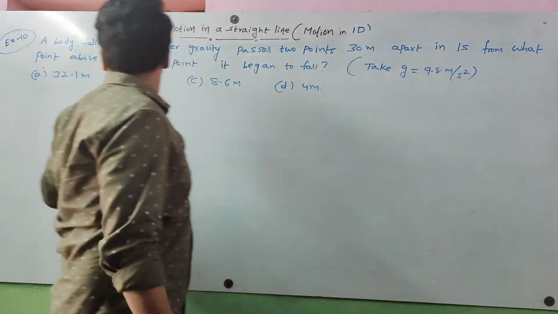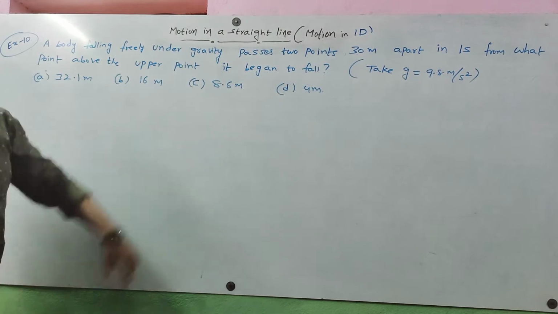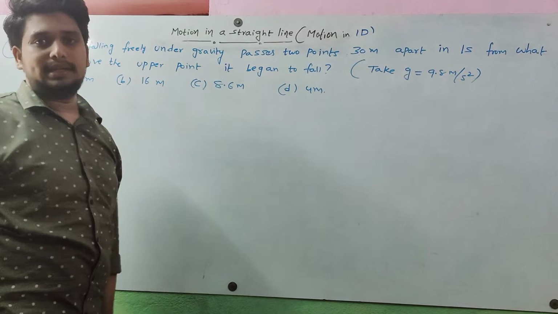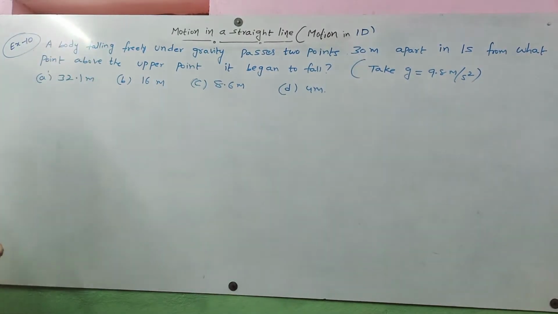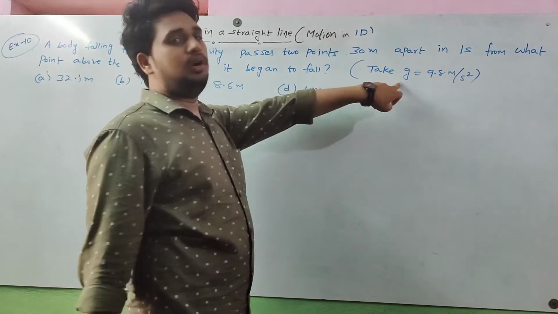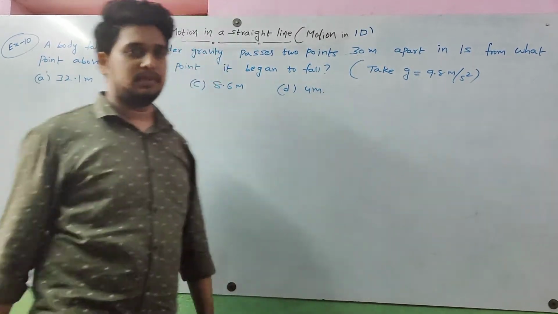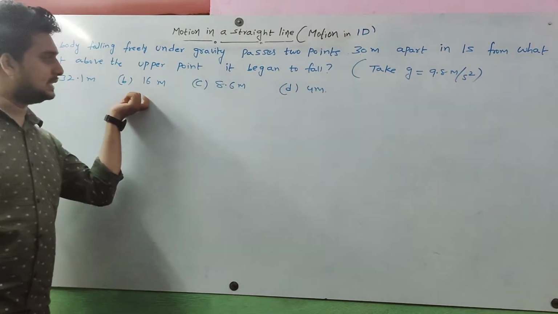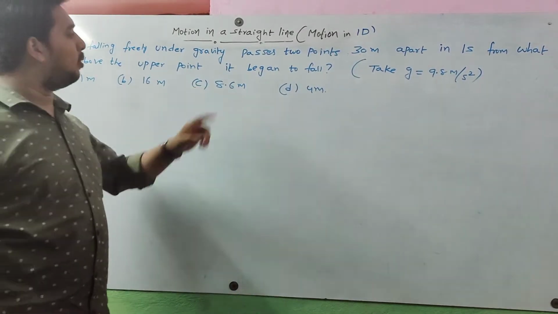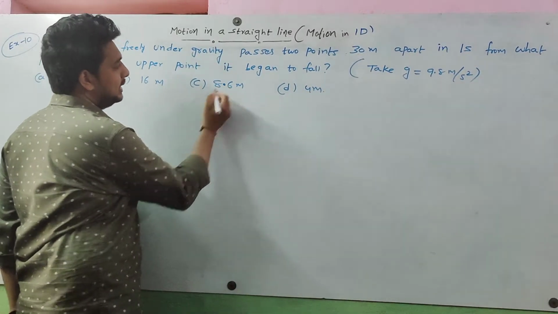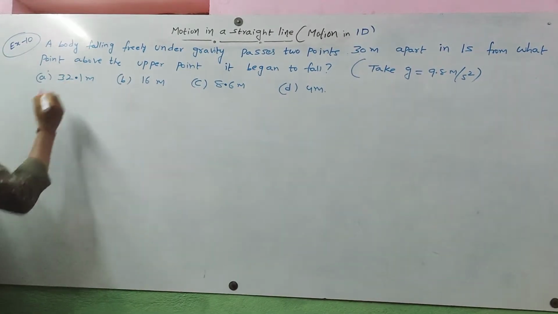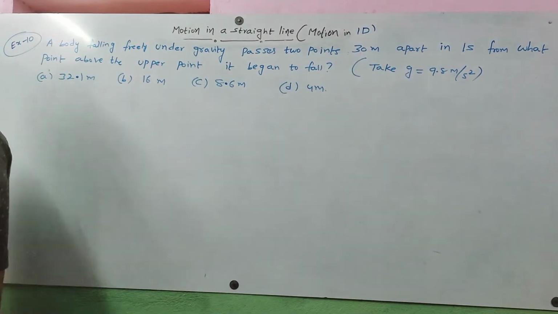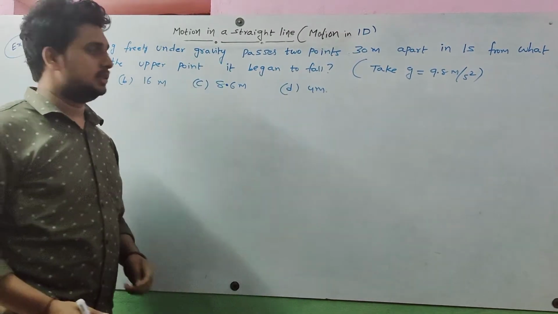From what point above the upper point did it begin to fall? This is the question. Here we consider g equal to 9.8 meters per second squared, the acceleration due to gravity. Option A: 32.1 meters. Option B: 16 meters. Option C: 8.6 meters. Option D: 4 meters. Which of the following options is suitable for this question? We need to find it.